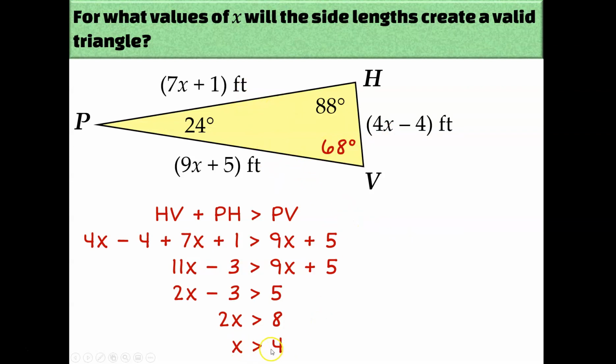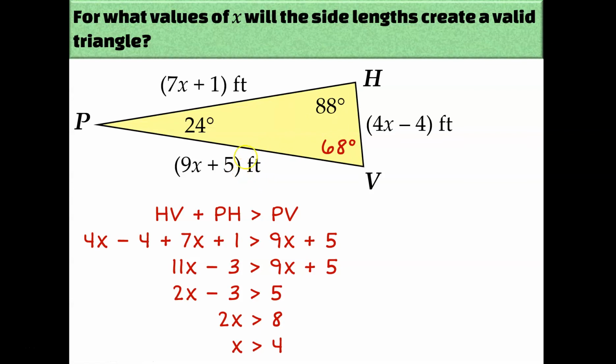Well, let's pick a number that's bigger than 4, like 5. So if I plug in 5, I would have 7 times 5 plus 1, which is 36, and 4 times 5 minus 4, which is 16. The sum of 36 and 16 is 52. Let's compare that to plugging 5 into this side length. 9 times 5 plus 5 is 50. So yeah, the sum of the 2 shortest sides, being 52, is longer than the longest side of 50. So a valid triangle could be made using those side measurements.